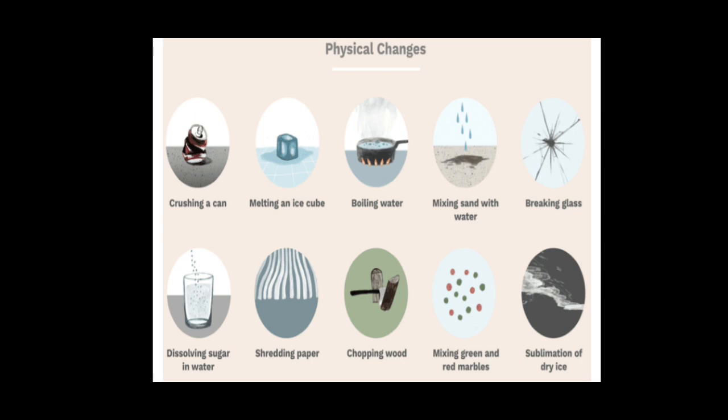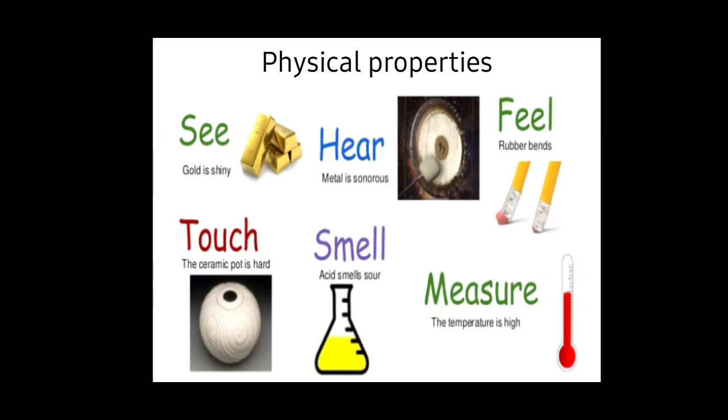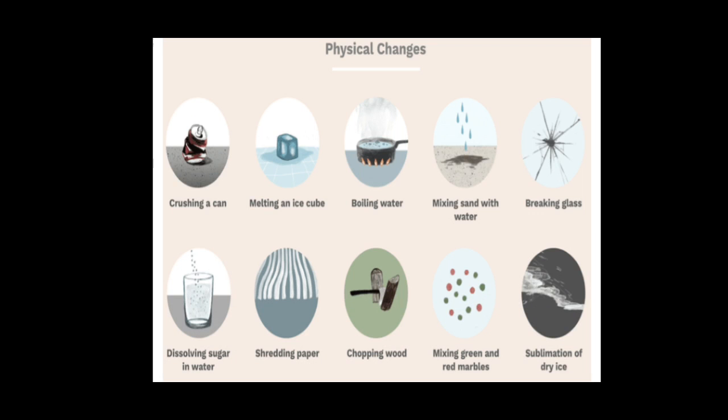Here is an example for some physical changes. You could pause the video here and take a screenshot of these two slides. This one and as well as this one. See what are the examples for physical changes? Crushing a can, melting an ice cube, boiling water, mixing sand with water, breaking glass, dissolving sugar in water, shredding of paper, chopping wood, mixing green and red marbles, sublimation of dry ice. These are some examples for physical changes, which means the size or shape or color, anything will be changed.